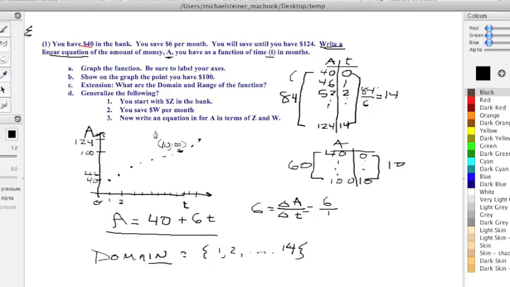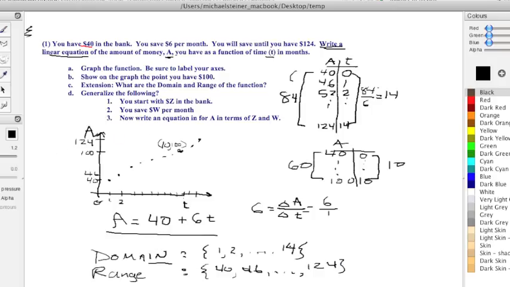Okay, I don't know how much time I have. But we wrote the function, we graphed it, be sure to label your axes, show on the graph the point 100, what are the domain and range? The domain is 1 through 14, because that's what can go into this function. It doesn't make sense to think about fractions or decimals of months, just these whole numbers. And the range is what can come out. The range is 40, 46, which means all the way up to 124.